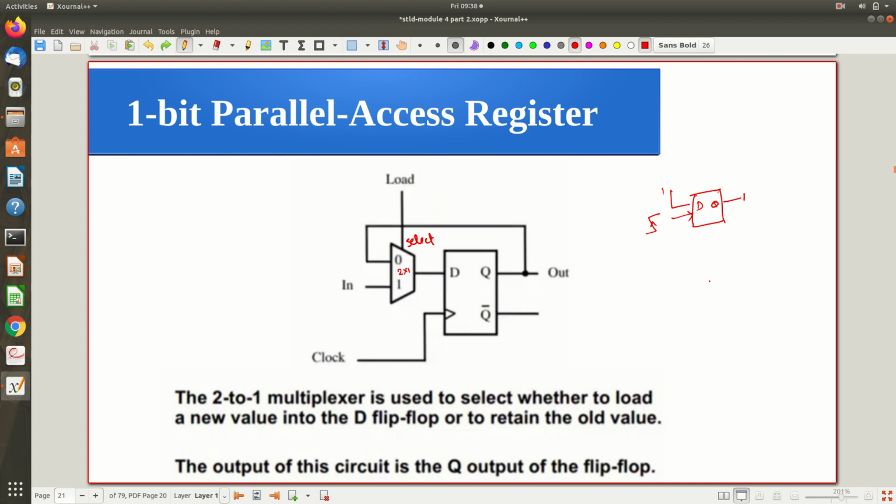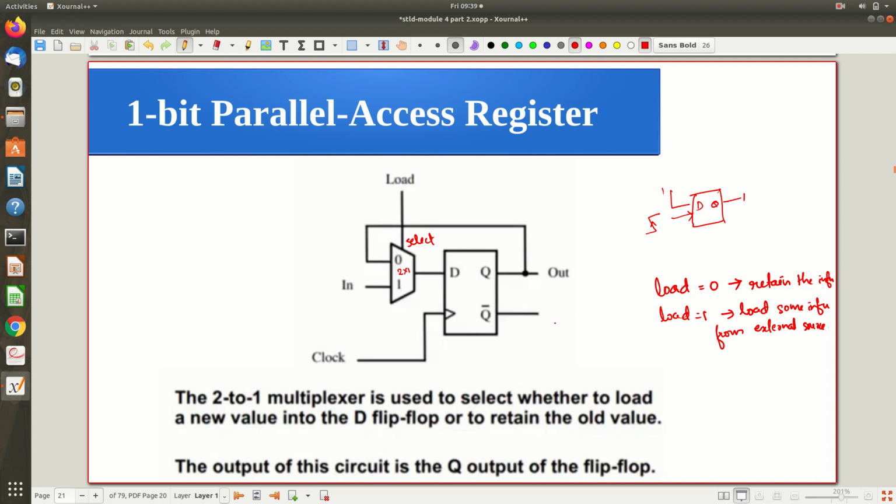Okay, so what is the meaning? If load is equal to 0, what I mean is I want to retain the last information that is stored, and when load is equal to 1, I want to load some new information. Here it is 1 bit only, but in general you can think of an n-bit register like this. From where? From some external source, right? This is the type of circuit I need.